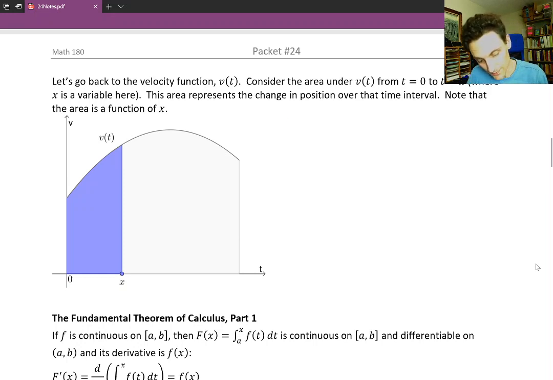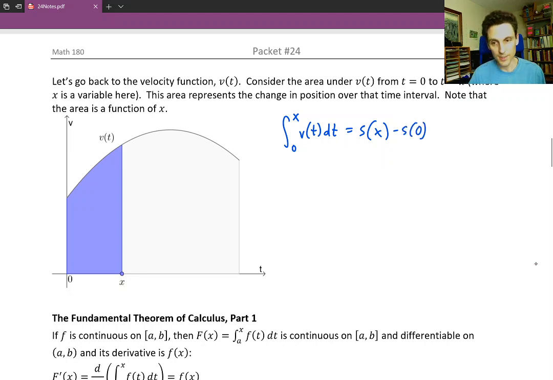So the integral would be the integral from t equals 0 to t equals x of the velocity curve. That represents the area under that curve. And all that work we did in the last video was to realize that area, that visual area, represents the distance traveled, or in other words, the change in position, which in this case is the position at t equals x minus the position at t equals 0.